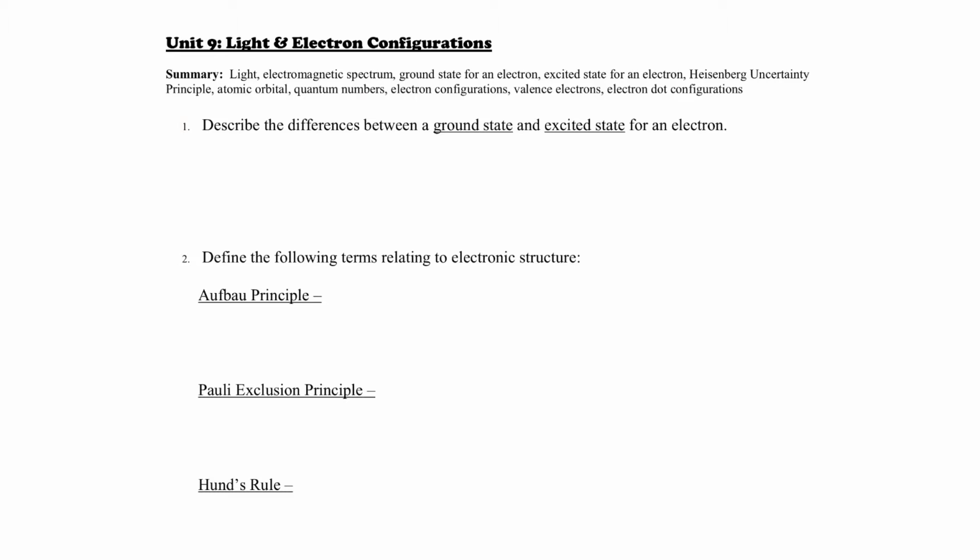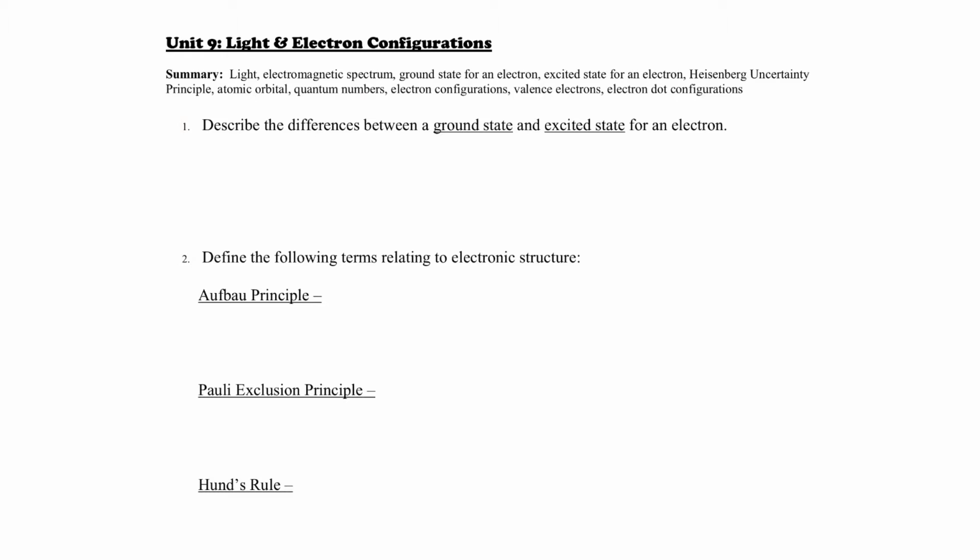These are things that you can look up in your notes yourself, but I'll give you quick overviews. The difference between the ground state and the excited state for an atom: the ground state is where all the electrons are in their lowest energy levels. The excited state is where you have one or more electrons in some energy level above their normal state. So essentially they're in higher energy levels compared to their regular ones.